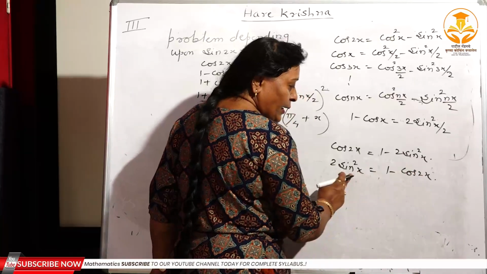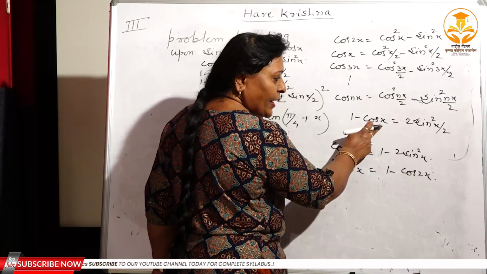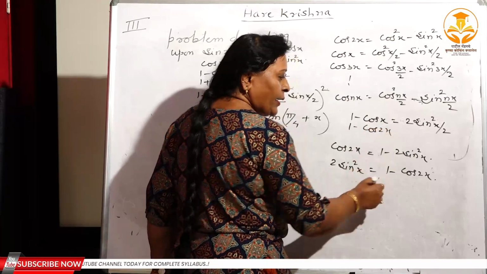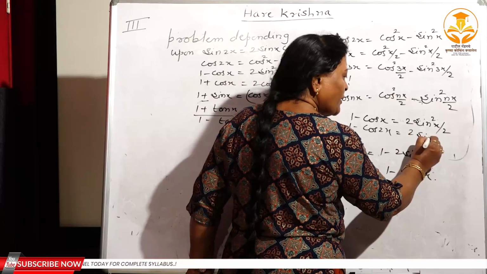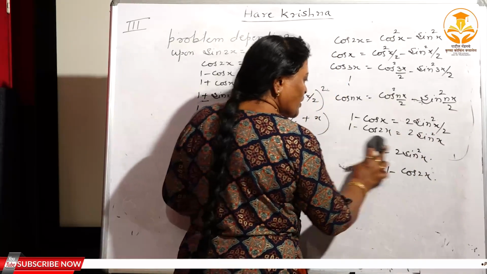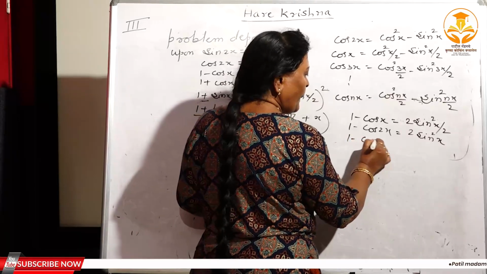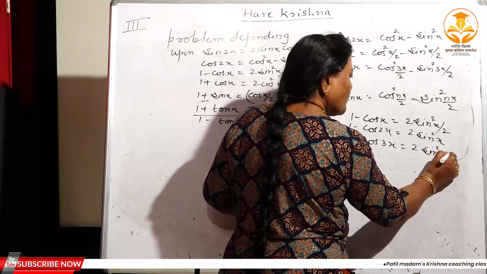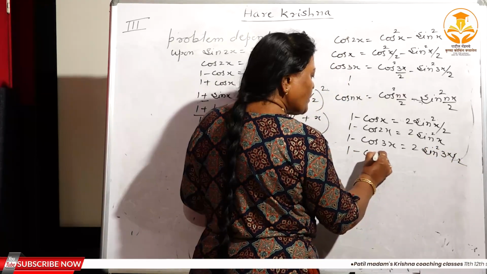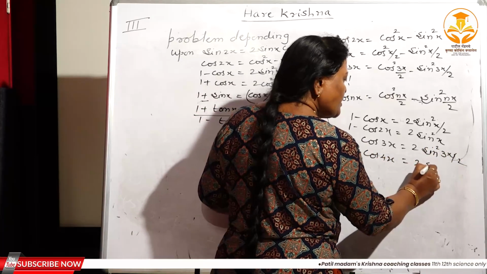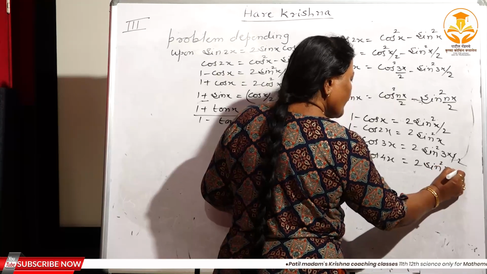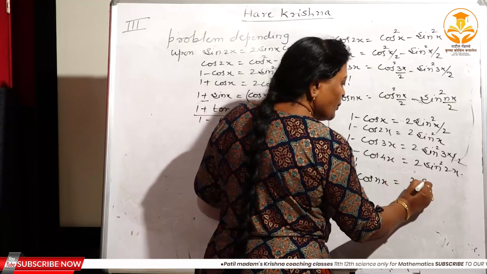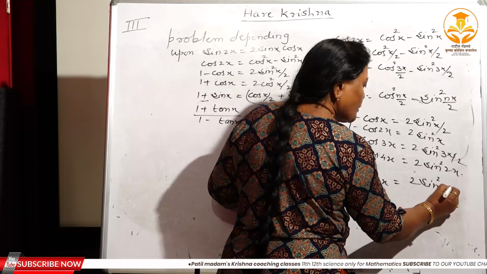If there is a 2x, then there is an x. If there is an x, then there is x by 2. 1 minus cos 2x, again you can write as 2 sin square x. 1 minus cos 3x you can write as 2 sin square 3x by 2. 1 minus cos 4x you can write as 2 sin square 2x. In this way, 1 minus cos nx you can write as 2 sin square nx by 2.